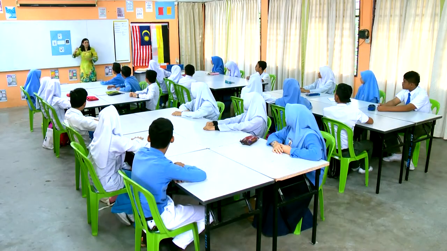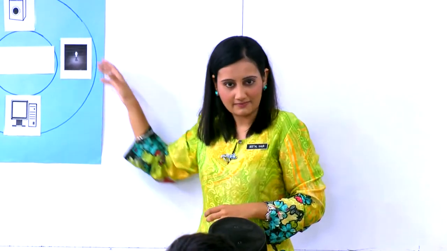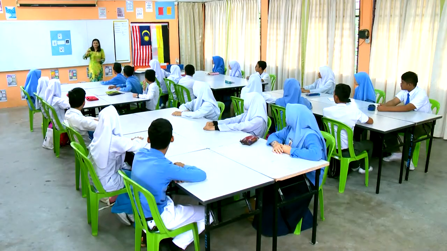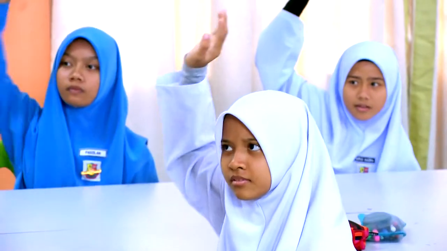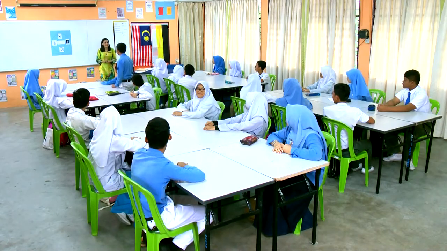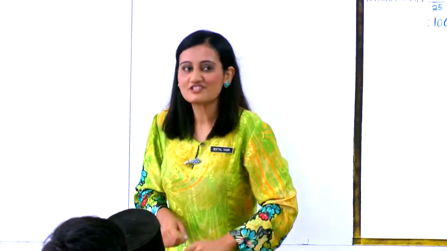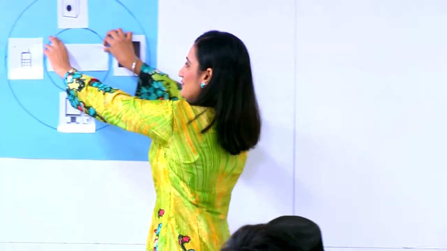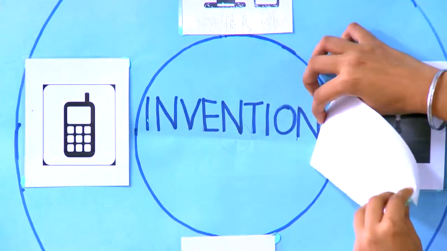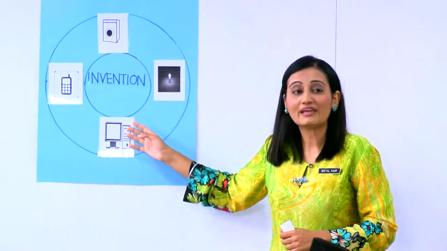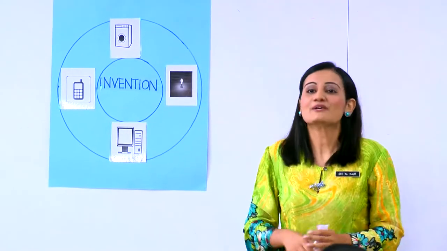So now class, what are all these? There are four pictures in front. Who can tell me what these are? Afiq? Technology. Okay, technology, you're almost there. Any more? Akhil? Invention. Invention. Thank you very much. So all these, we call them inventions. What are inventions for? To ease our work. To ease our work, to help us. So that is exactly what we are going to do today.